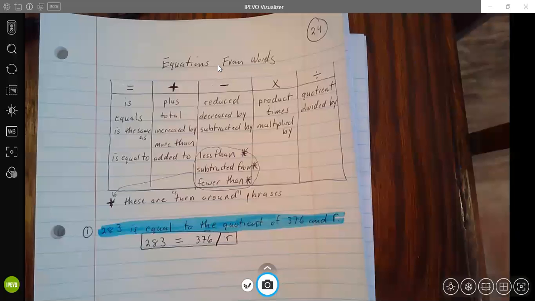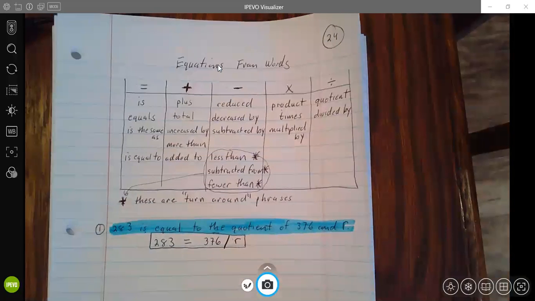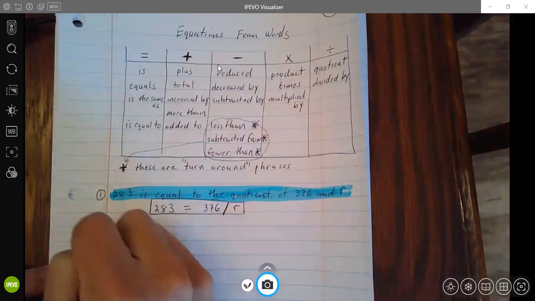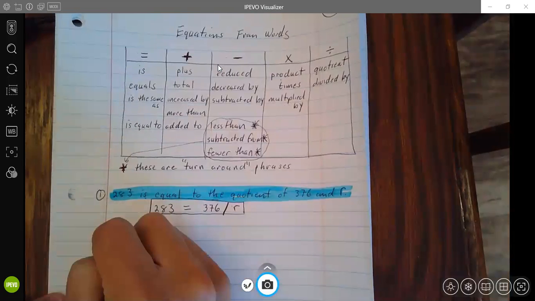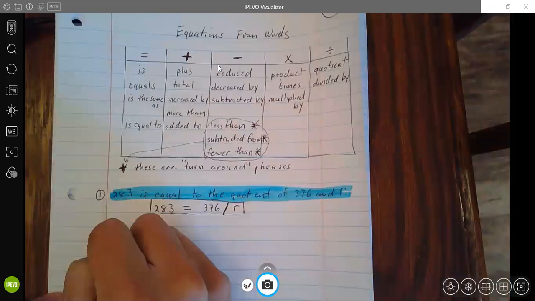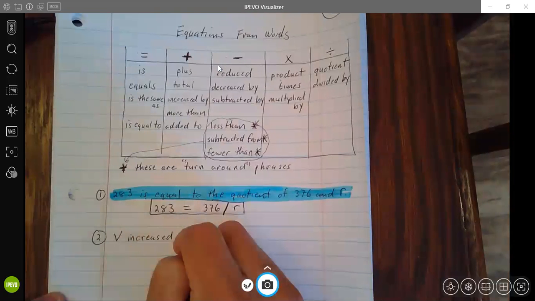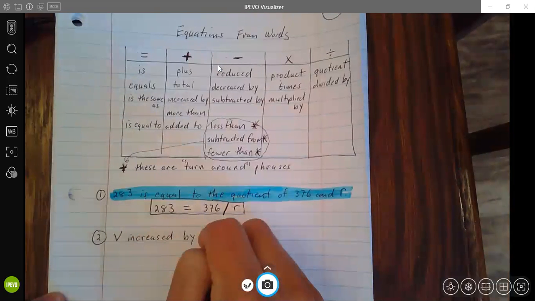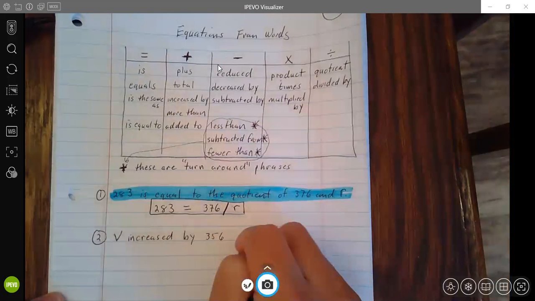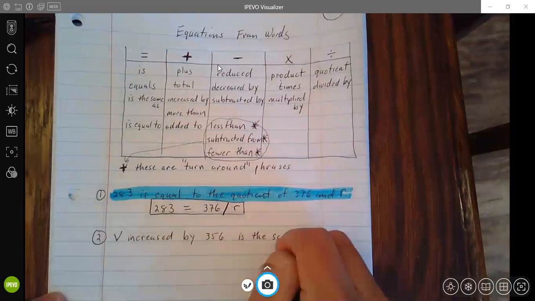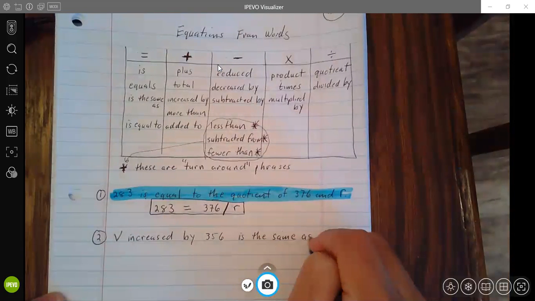All right, number 2. Let's do another one. Next one is V increased by 356 is the same as M.